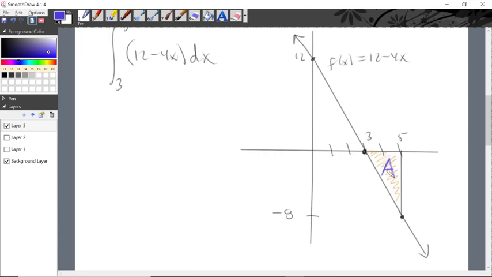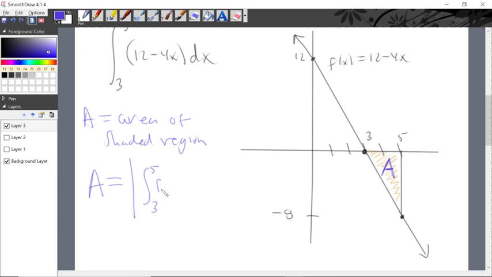I'll say A is the area of the shaded region. Now, since area has to be greater than or equal to 0, in terms of our integral, A would actually be the absolute value of the integral from 3 to 5 of 12 minus 4x dx, right? That way it would be greater than 0, and so we can actually call it an area.